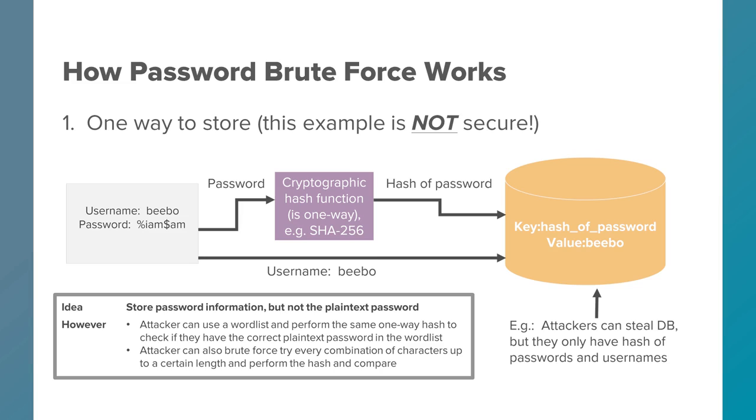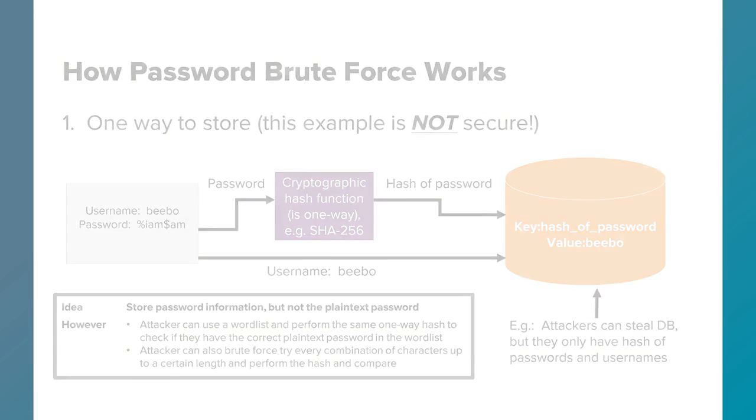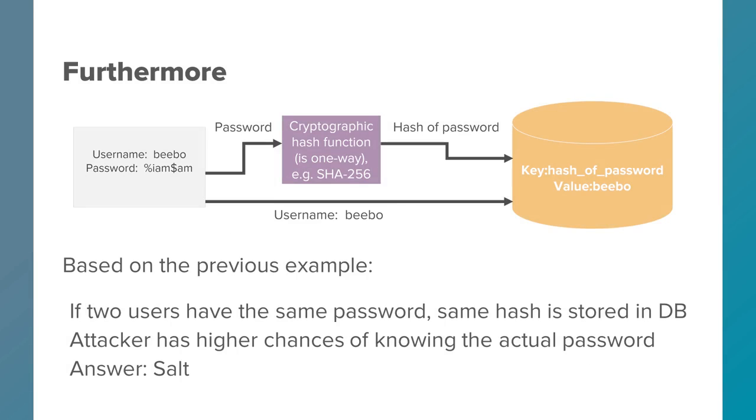Another thing that an attacker can do is to perform brute force calculations. Basically, for a certain length of a password, trying every single combination of characters to perform the hash and compare the hash result to a hash in the database. Further, based on the example that we just talked about, if you just use that hash function for the password, then if you have two users that have the same exact password, they would have the same hash output. That same hash output is stored in the database. Then the attacker has a higher chance of knowing what the actual password is.